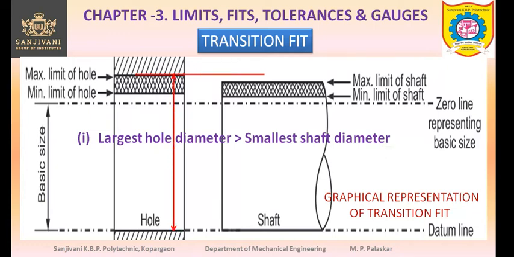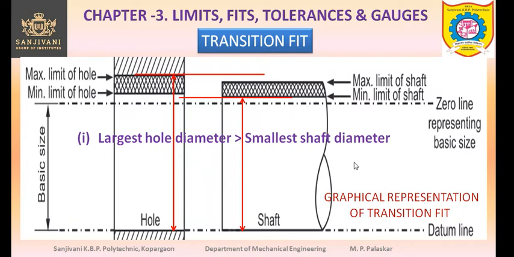This is the largest hole diameter. Now where is the smallest shaft diameter? This is the smallest shaft diameter. So you can see clearly that the largest hole diameter is greater than the smallest shaft diameter. This is the largest hole diameter which is greater than the smallest shaft diameter. So that is the condition for the transition fit.